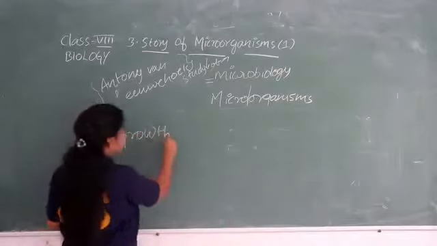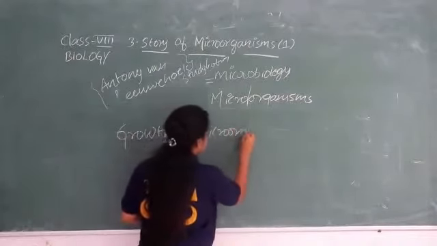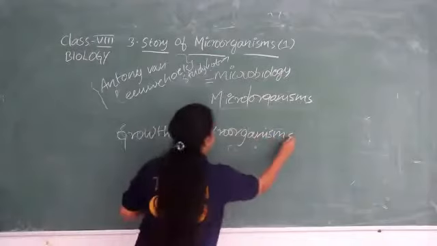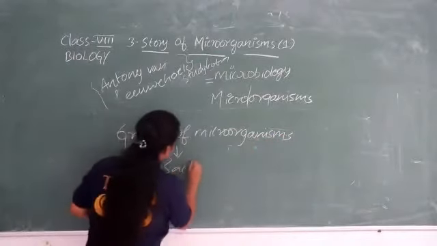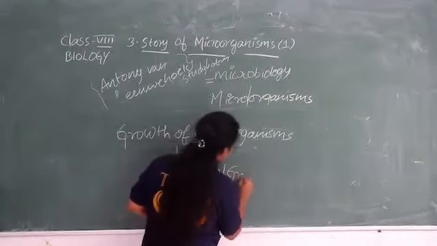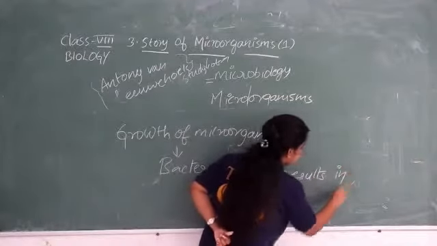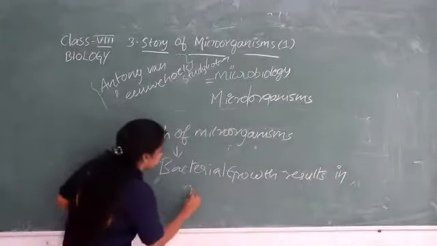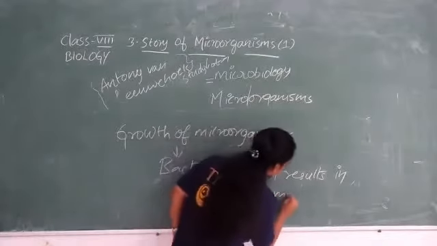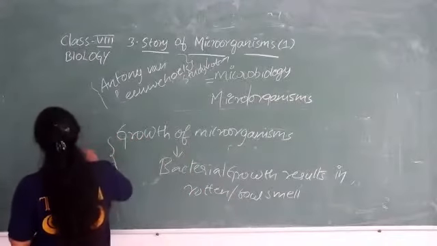That humid condition, I will write here, growth of microorganisms means the bacteria. Which bacteria? Growth of microorganisms means the bacteria, right? So the bacteria starts increasing. Bacterial growth results in rotten or foul smell. Means here, what happened here? Here, the food gets spoiled. Spoiled food.